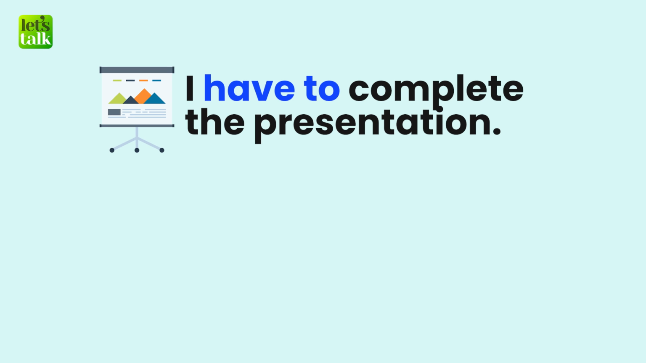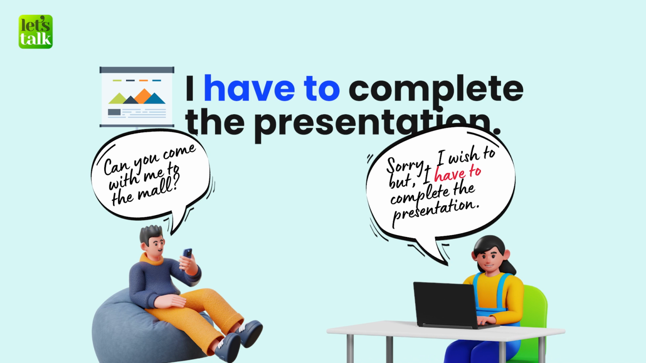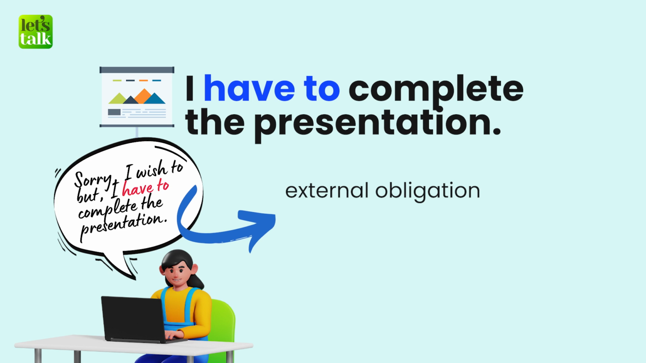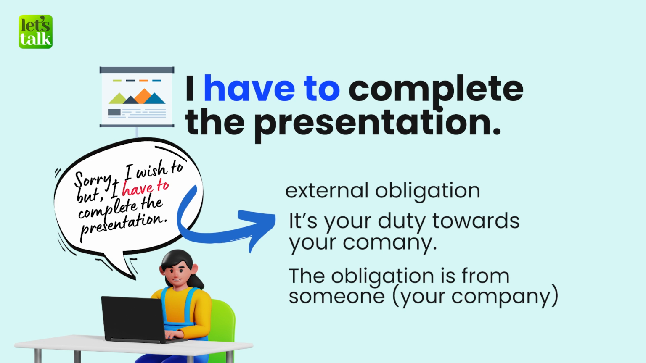The first sentence. I have to complete the presentation. Assume your friend phoned you and asked, can you come with me to the mall? And you reply, sorry, I wish to, but I have to complete the presentation. You wish to go, but you can't, as you have to complete the presentation. Now this is an external obligation. What I mean here is, it's your duty towards your job or your boss. You are obliged to do it. It's an obligation towards your company. It's an external obligation. It's your duty, and the company pays you for that.